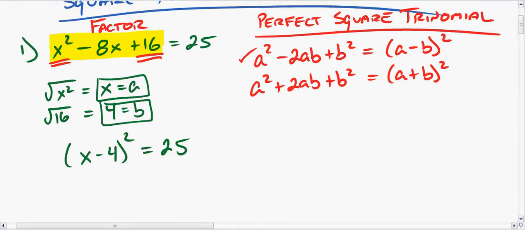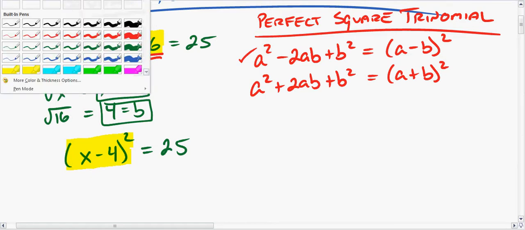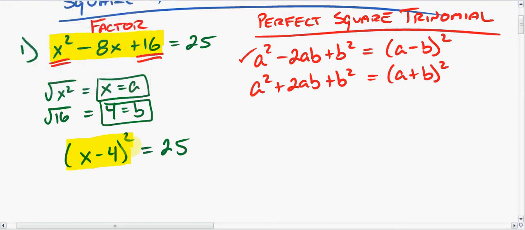Right, so this highlighted piece in yellow is the exact same thing as this highlighted piece. It's just factored. Now that I factored it, I've got a nice square here. So I want to take the square root of both sides. So the square root of the quantity x minus 4 squared just cancels that square, and I'm left with x minus 4. And the square root of 25 is plus or minus 5.